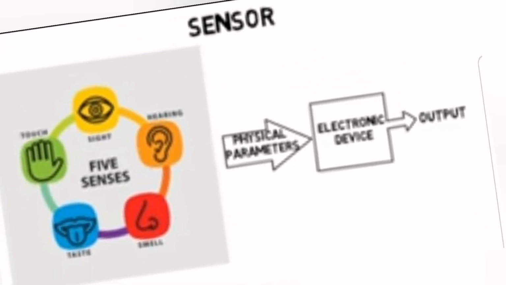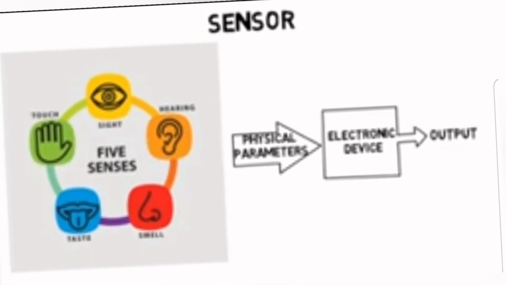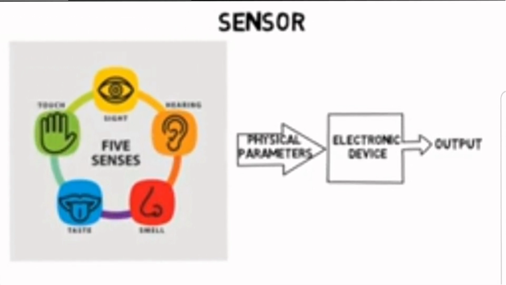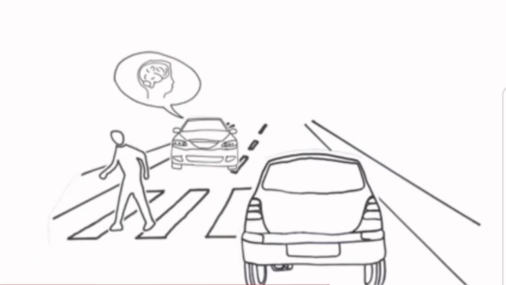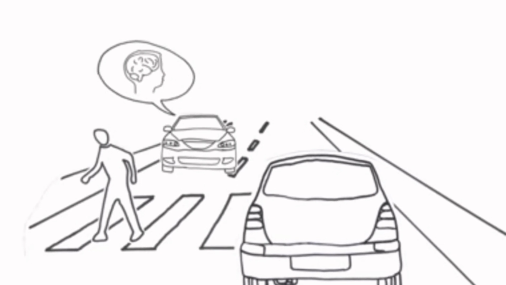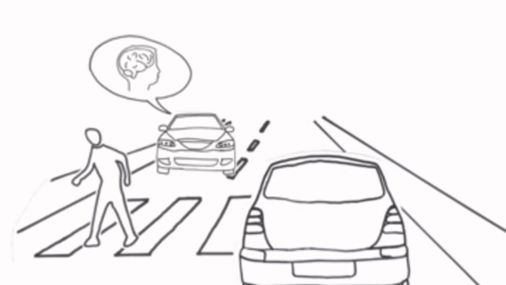In the world of instrumentation and process control, we define a sensor as a device that detects changes in physical, electrical, or chemical properties and produces an electrical output in response to that change. What are the typical physical properties that sensors are detecting? Let's name a few: level, temperature, flow, pressure, speed, and position.